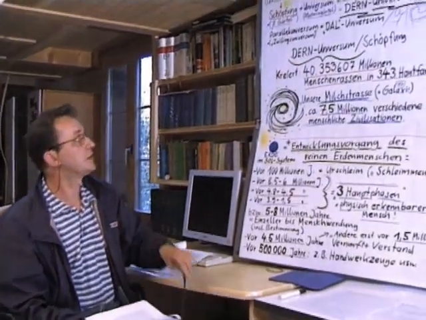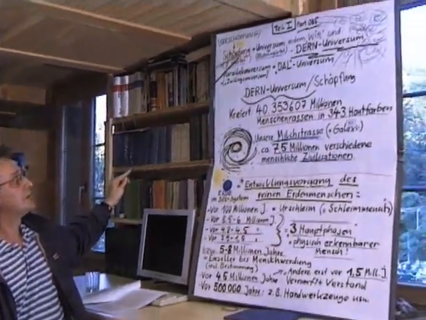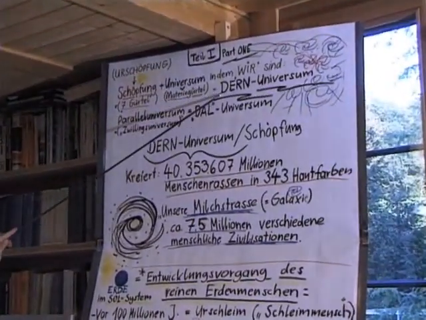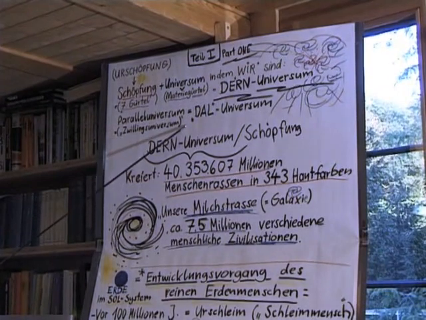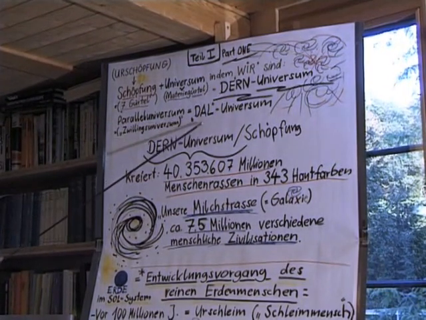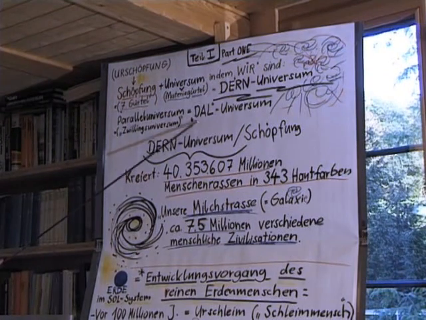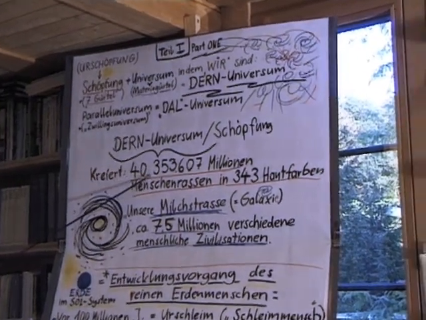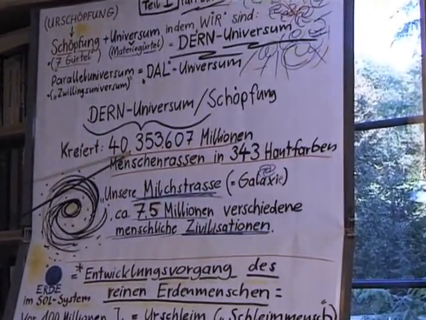I want to show you the poster about this. An overview. There is the beginning with creation, our universe, which is called the Darren Universe. The parallel universe is called the Dal Universe. And here, in our Darren Universe, 40 million original human races have been created by creation with 343 skin colors.